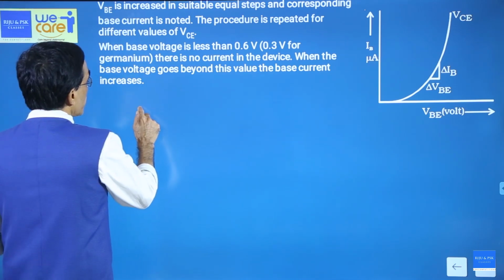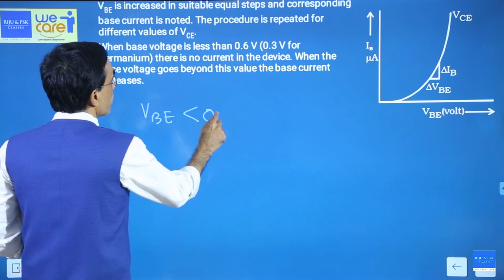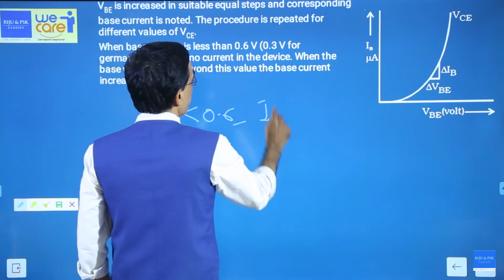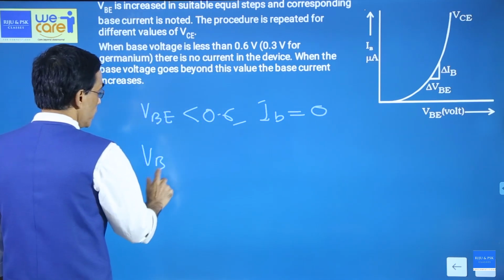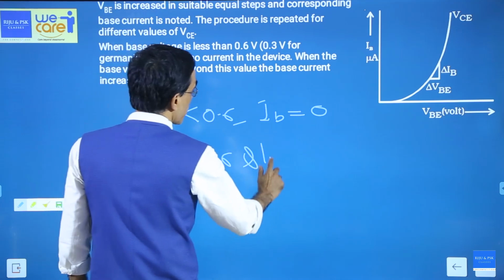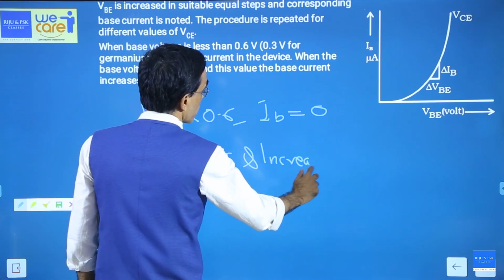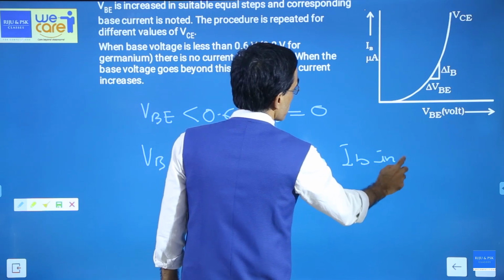First one, VBE less than 0.6, base current equal to 0. VBE more than 0.6 and increasing, then base current increases.